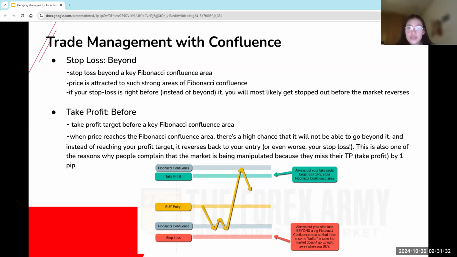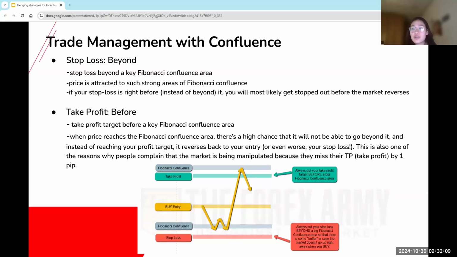Okay, as for our take profit, we should always place it before a key Fibonacci confluence area. The reason for this is that when price reaches your Fibonacci confluence area, there's a high chance that it won't be able to go beyond it. And instead of reaching your profit target, it reverses back to your entry or even worse, your stop loss. So that's also one of the reasons why people complain that the market is being manipulated, because they missed their take profit by 1 pip.